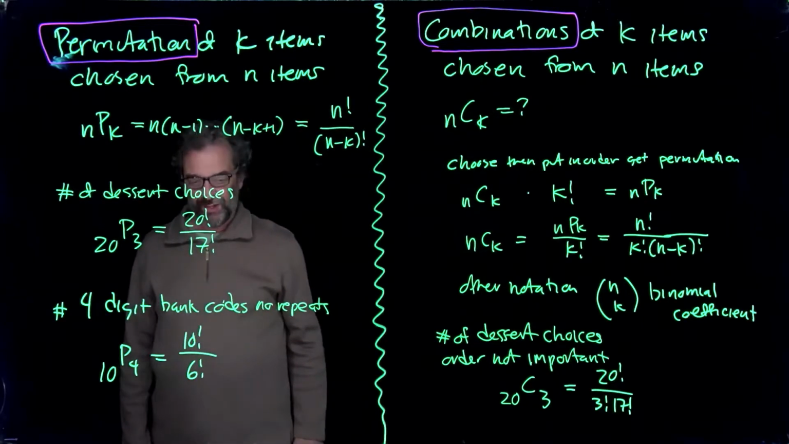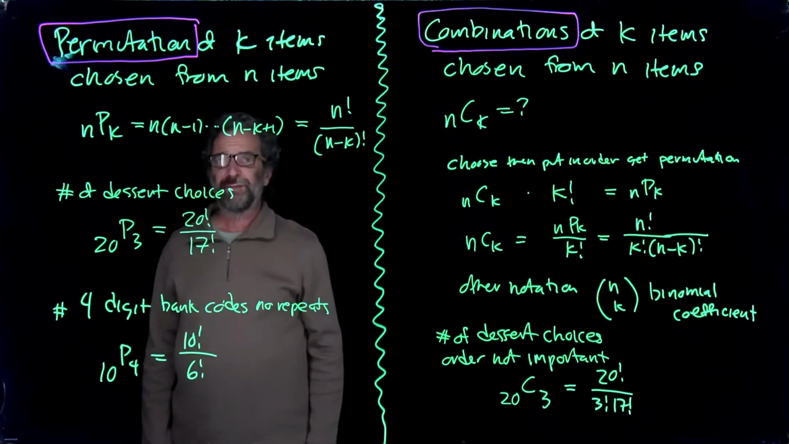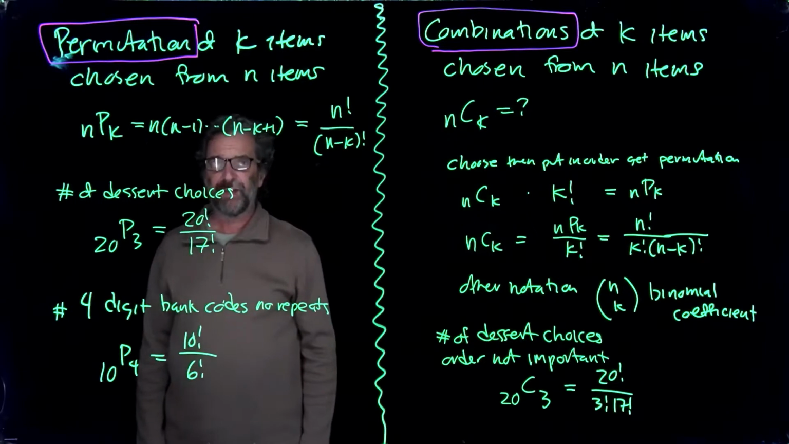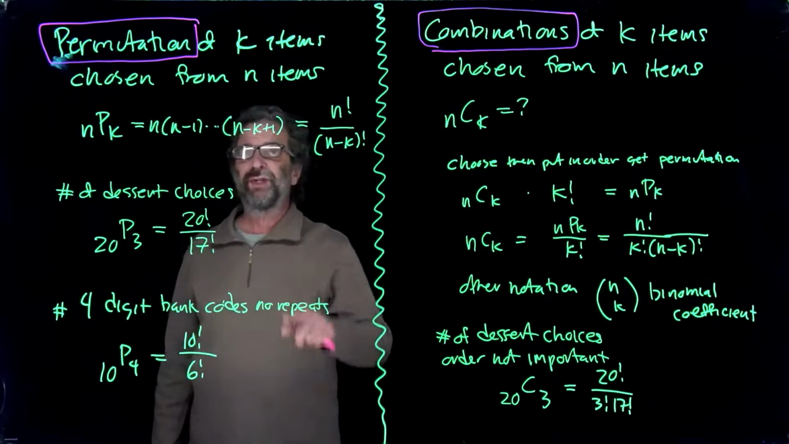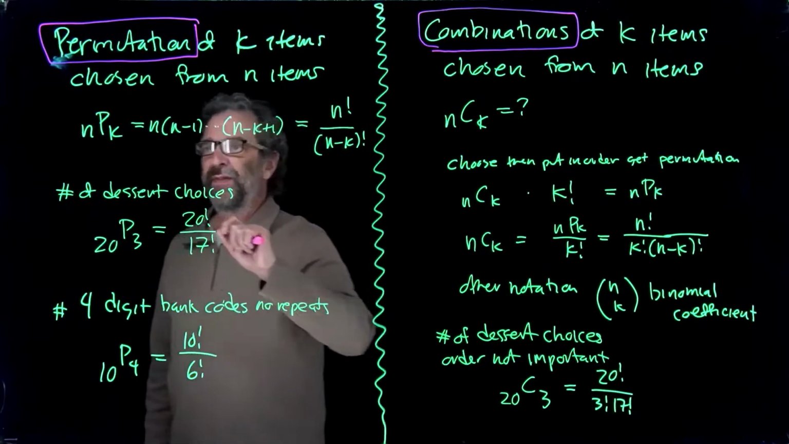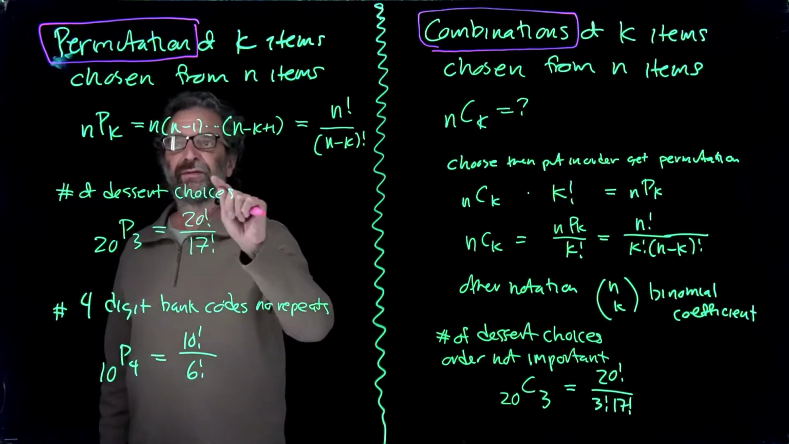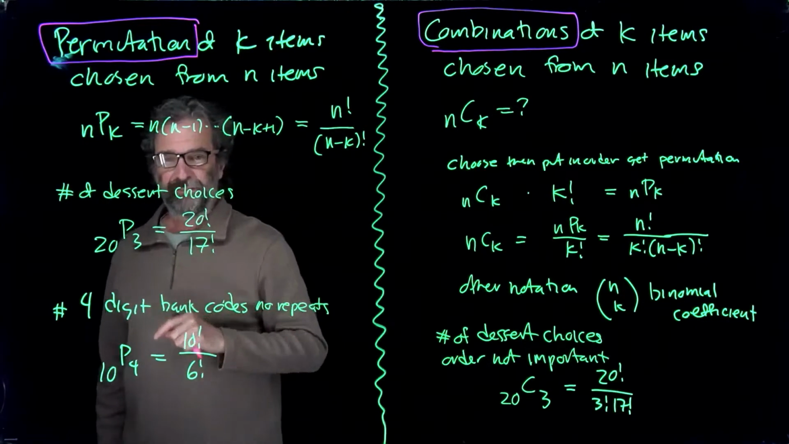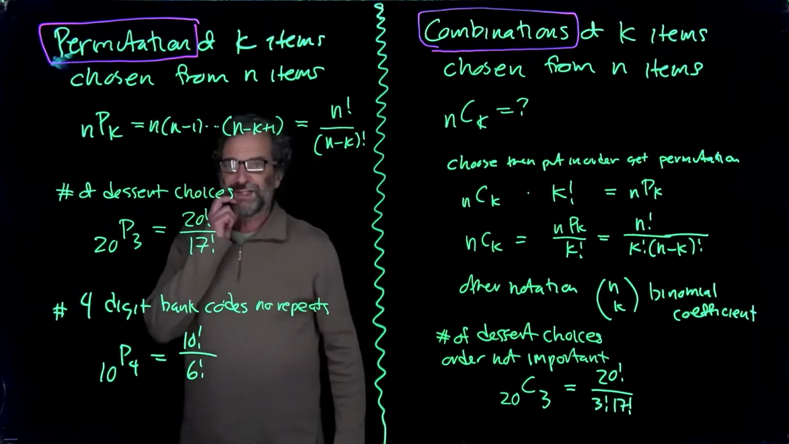So a permutation, how do you make a permutation? It's a permutation of k items chosen from n items. So you have a bag with n items in it. You reach in there, you take out k, and then you put them in order. First, second, third, fourth, fifth, up to the kth one. So we've seen stuff like that.